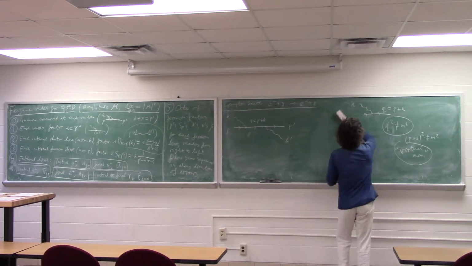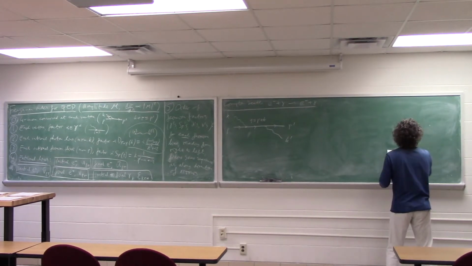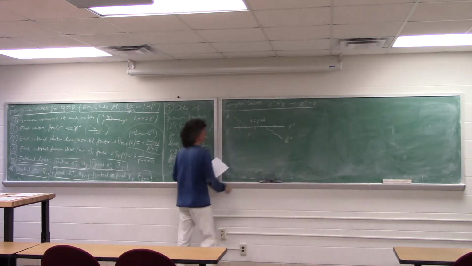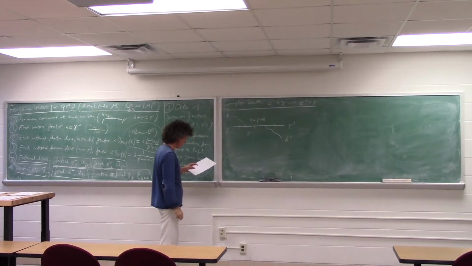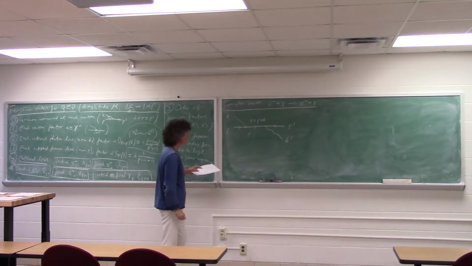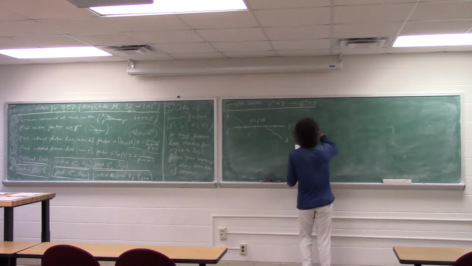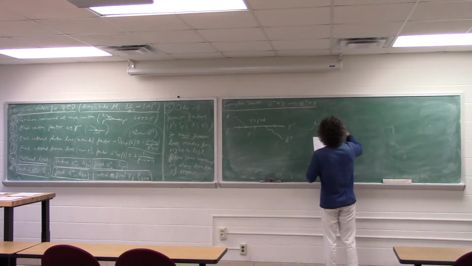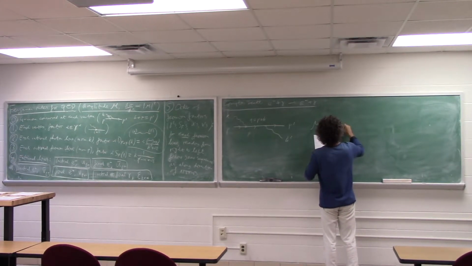Anyway, so we have our internal four-momentum Q, which is not a physical four-momentum. Q squared is not M squared. Now, what's the Feynman amplitude? Well, here's the Feynman amplitude. Let me write it down and we'll go through it.